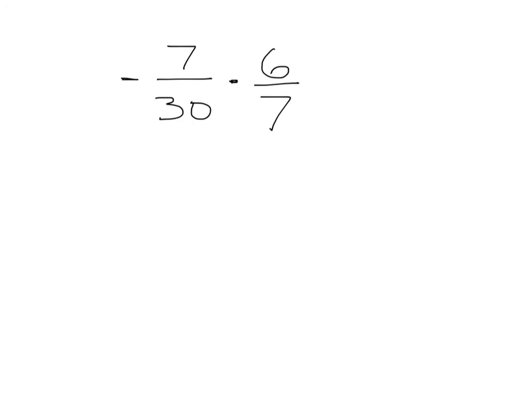Last one. So I'm going to show you again that cross-canceling. We know a negative times a positive is going to be negative. Let's cross-cancel. Let's look at the 7s. What number goes into both 7 and 7? Well, 7. So 7 divided by 7 is 1. 7 divided by 7 is 1. Next, we're going to look at 30 and 6. 6 goes into both. 6 divided by 6 is 1. 30 divided by 6 is 5.